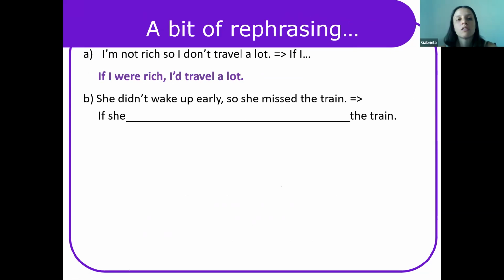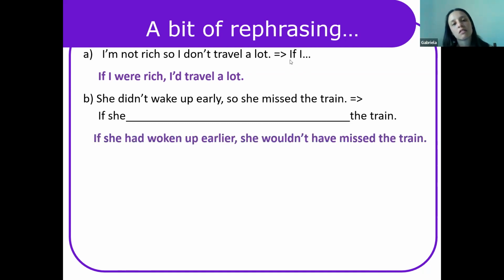If she woke up early, and she woke up early. Fíjate en qué tiempo. She would have. Yes, she would have. But remember, affirmative, negative. She wouldn't. No es que está, wouldn't. Okay. Next, you.